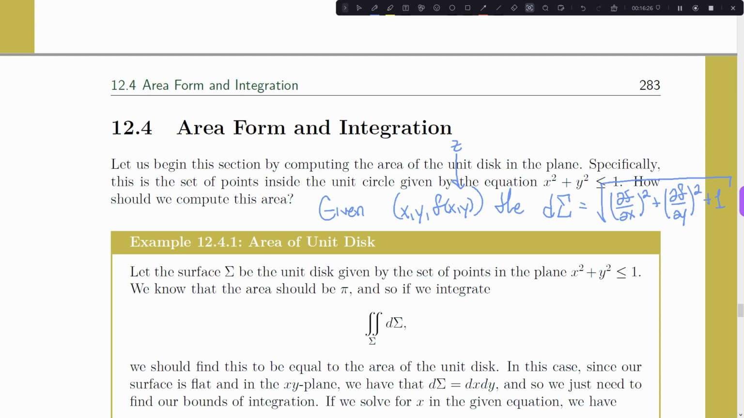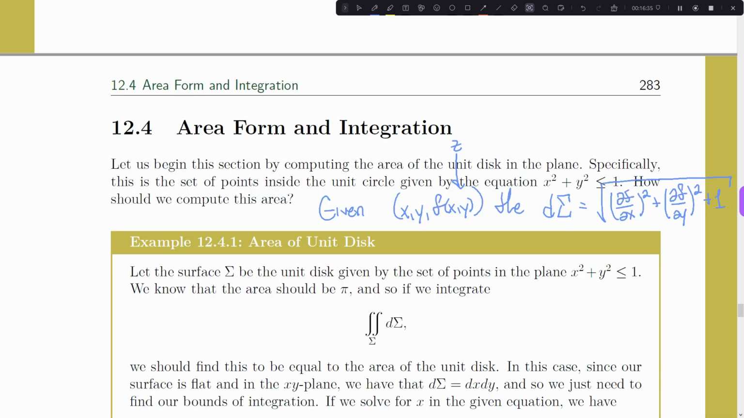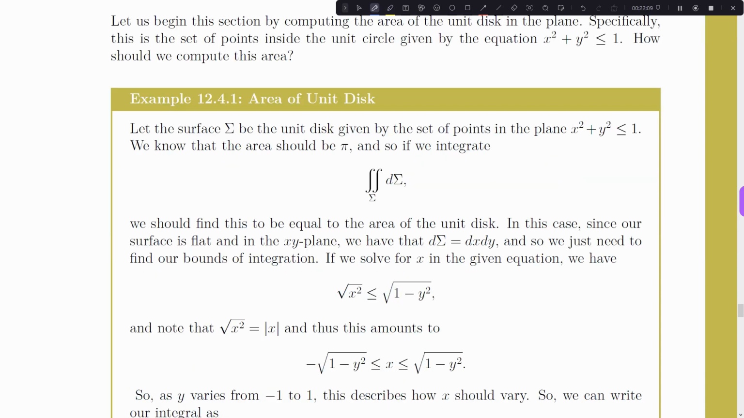But because f is exactly z, then partial z is just 1, and then you take the square root. And I guess maybe I should write it that way, but then it's dx dy. So this whole thing is now our d sigma that we want to keep in mind for this entire section. Every time I see d sigma in an integral, that's what I'm going to be thinking. Okay, so let's consider this example.